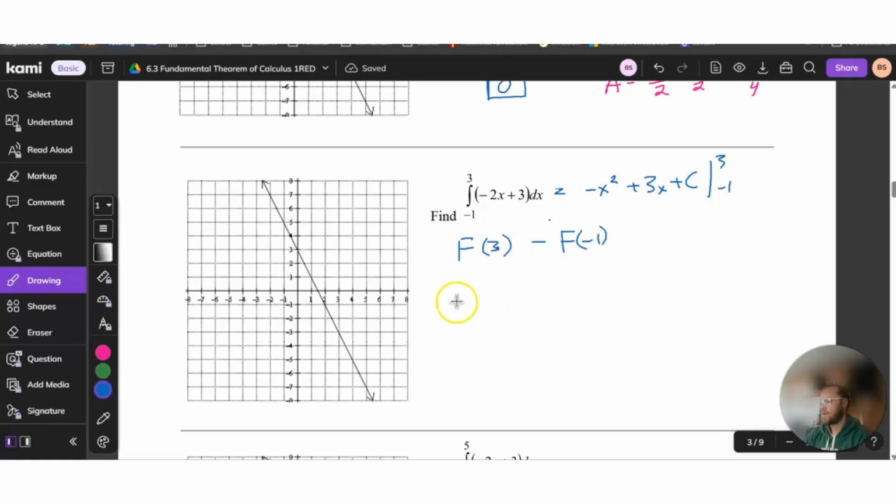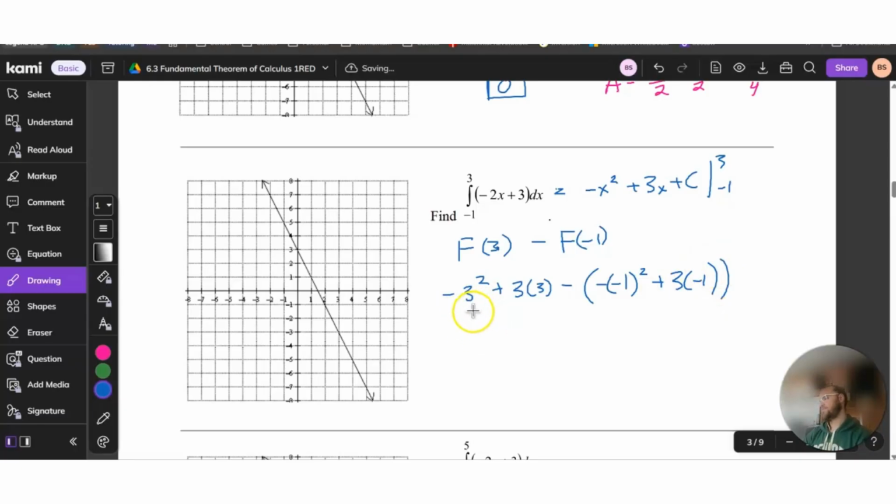So it's always the greatest minus. Always. There's a case where it's not, and I'll show you properties of how to manipulate that later. Okay, but for now, yes, it will always be that way. Okay, so negative 3 squared plus 3 times 3 minus negative 1 squared plus 3 times negative 1.